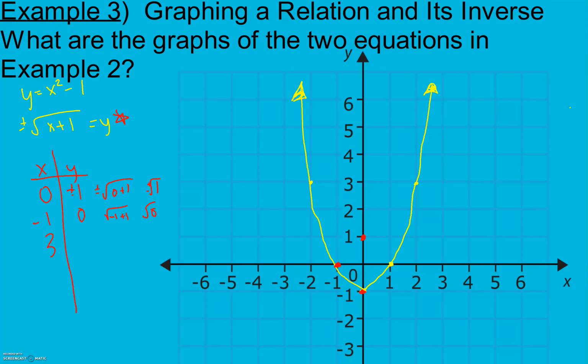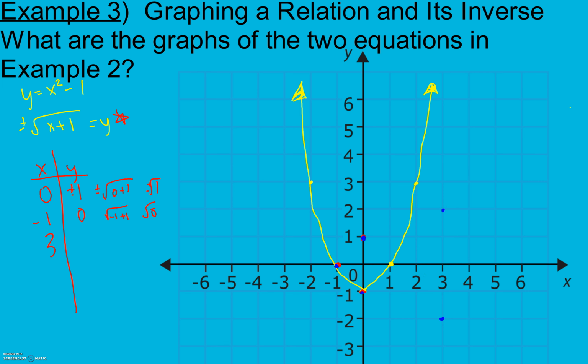So rather than doing that, guys, we can take our points individually from our parabola. So right now I have a point at negative 2, 3. So I'm going to have a point at 3, negative 2. On my parabola, I had a point at negative 1, 0. So now I have one at 0, negative 1. I had a point at 0, negative 1. Now I have one at negative 1, 0. I had one at 1, 0. So now I have one at 0, 1. I had a point at 2, 3. So now I have one at 3, 2.